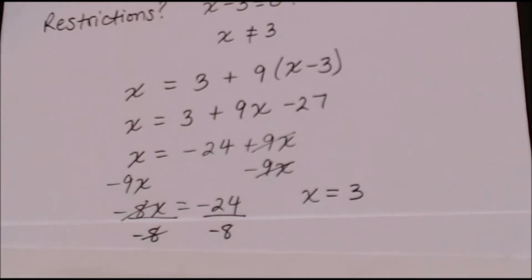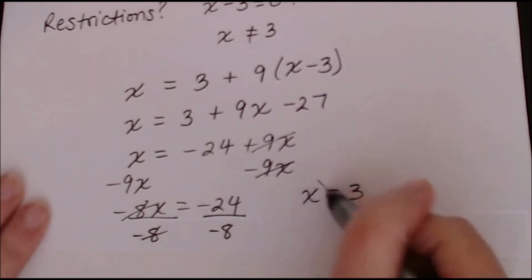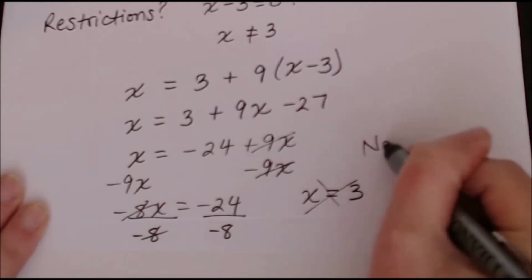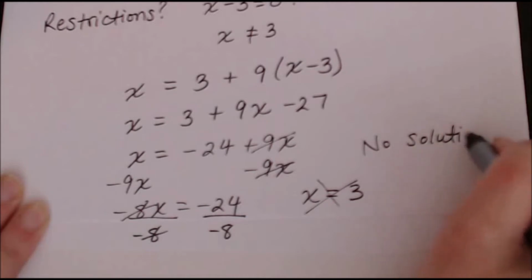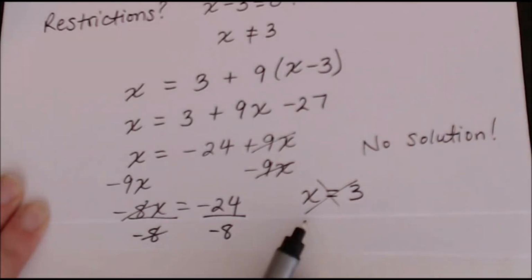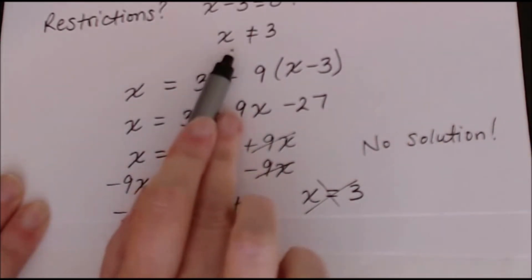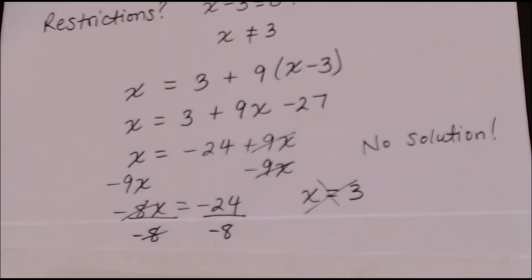Now, you may notice a problem here. That was our restriction. Since our restriction was that x could not be 3, and the only solution we got happened to be 3, what that means is we're going to throw that out, and our answer is going to be no solution. And remember, that was because the solution we happened to get was one of our restrictions. We can't have a solution that makes our denominator equal to 0. So we're going to get rid of that.